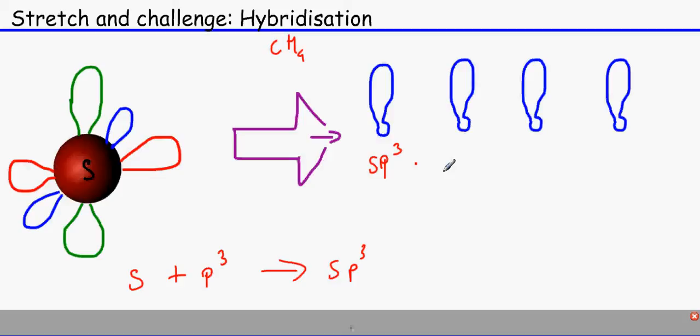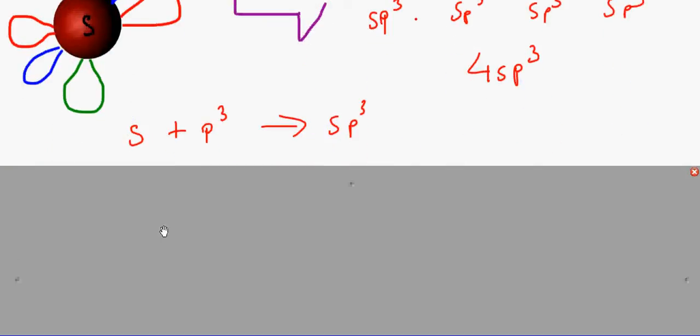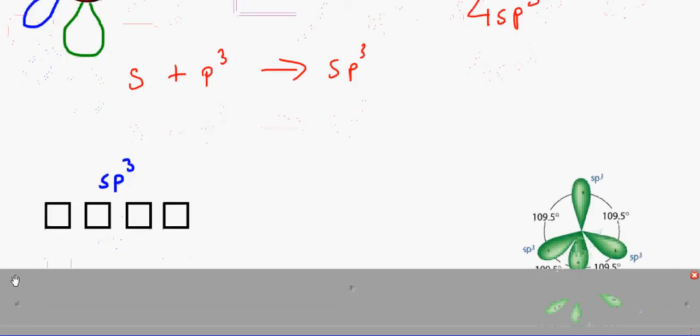If we fill this out, we've got the electron here, electron here, electron here, and electron here. And we've got four opportunities for anything with one electron to bond to it, to make a single covalent bond. And over here, we've got a diagram of it, and you should know that these sp3 orbitals have equal repulsion. So they repel equally.